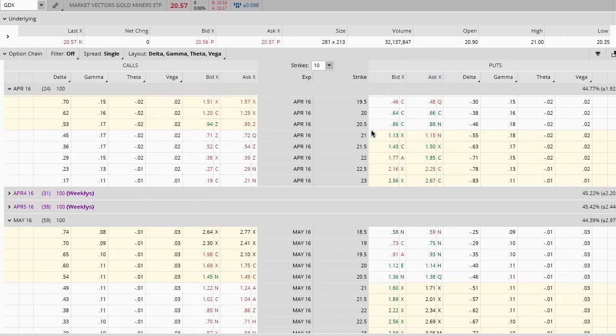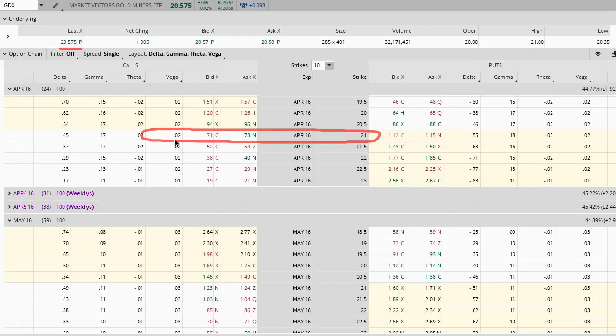So if we look at the 21 calls with a vega of 0.2, if volatility in GDX increased by 1%, regardless of where the stock moved, regardless of whether it's closer to expiration or not, just a 1% move up in implied volatility causes the value of this option to go up by $2. Now, in most cases, volatility moves by 5 or 10 or even 20% over a given week. So if we're looking at a 10% move in volatility, we're looking at a $20 increase in the value of this option, and nothing else had to happen.